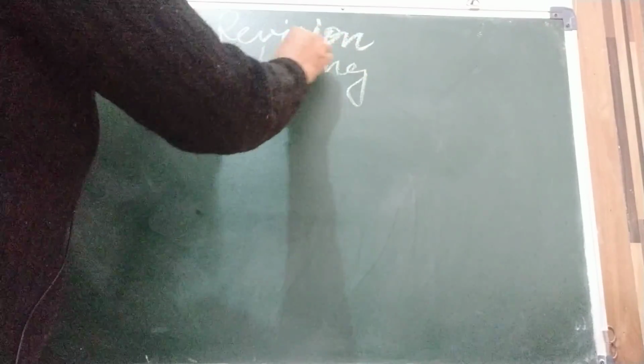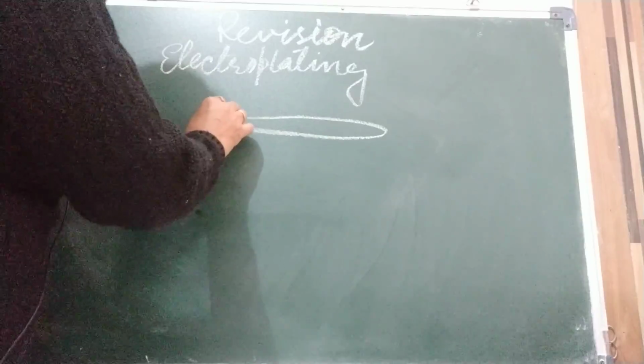Now we are going to discuss uses of electrolysis. First use is electroplating. We are going to discuss electroplating in the laboratory. For this, we are going to take one beaker.